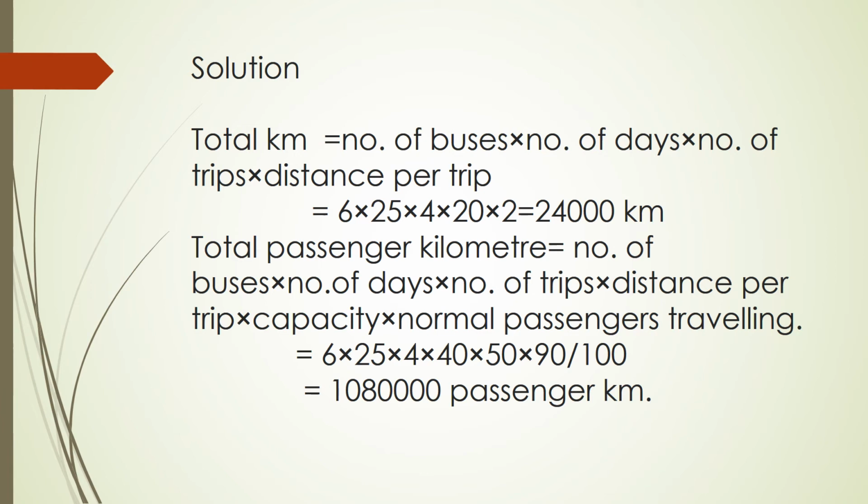Then what is passenger kilometer? Along with the capacity of passengers we have to compute the kilometer, that is number of buses into number of days into number of trips into distance per trip into capacity into normal passengers traveling. Here, number of buses 6 into number of days 25 into number of trips 4 into distance 40 into passengers 50 and normal capacity 90%, that is 50 into 90 by 100. Then we get the answer, that is 10,80,000 passenger kilometer.